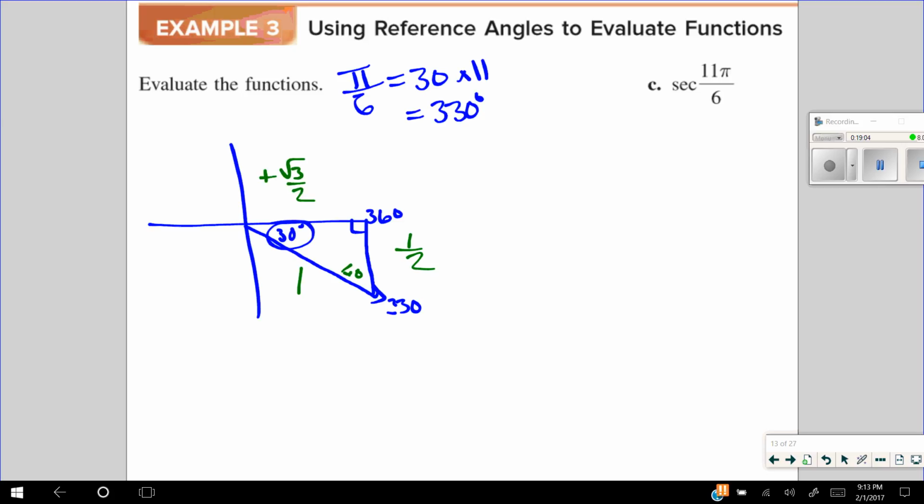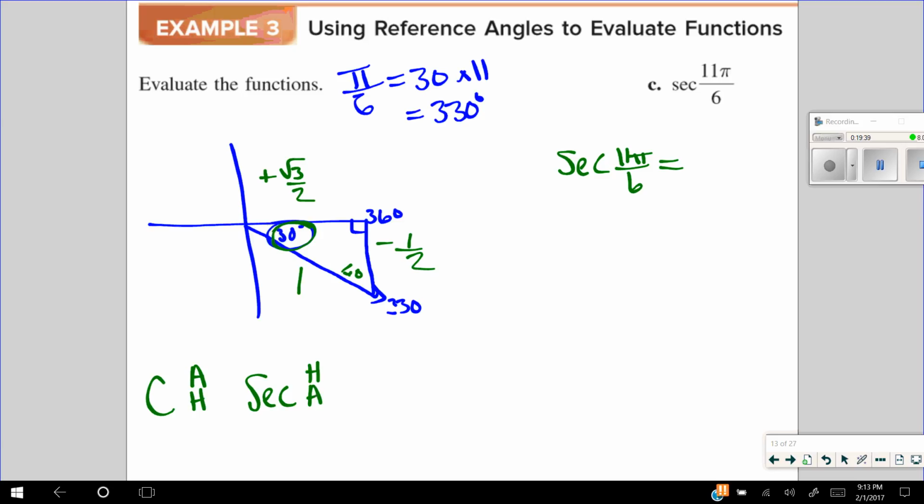I moved right, so that one's positive. I moved down, so that one's negative. Okay? So the secant of 11 pi over 6 is really just the secant of this 30-degree reference angle. And then you have to remember secant is one of those reciprocal functions. And secant is the reciprocal of cosine. So if cosine is adjacent over hypotenuse, then secant is hypotenuse over adjacent.